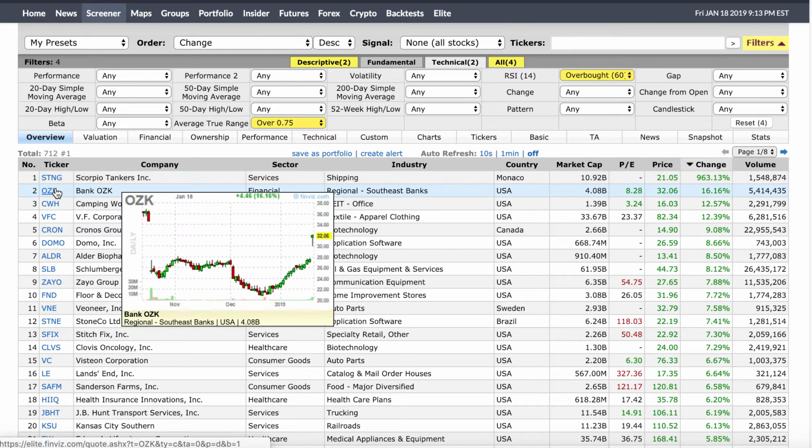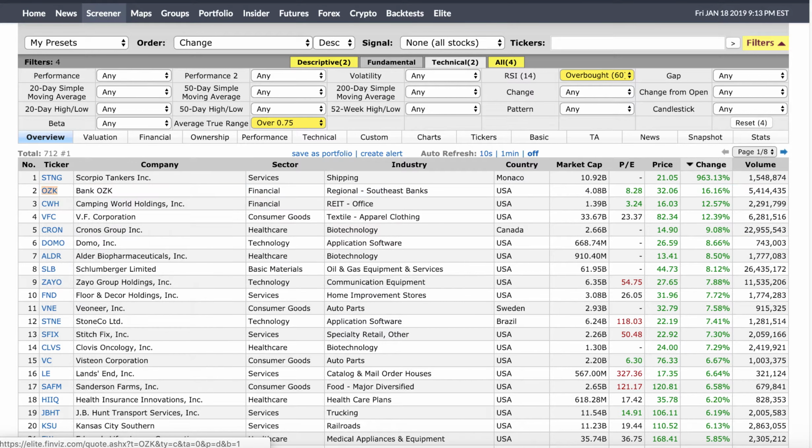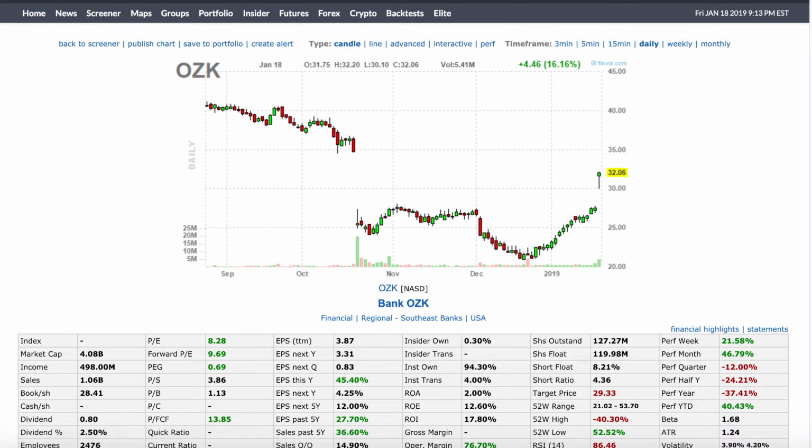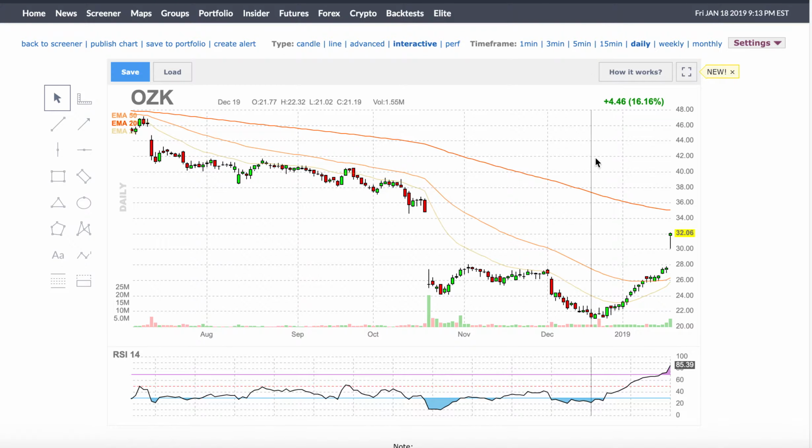Okay, so let's say I pull up a stock over here, OZK. If you look at this stock OZK, put on interactive on here, this stock is pretty overstretched, right? This one with RSI is sitting at 85.39. Now that's a pretty high level on here, right?